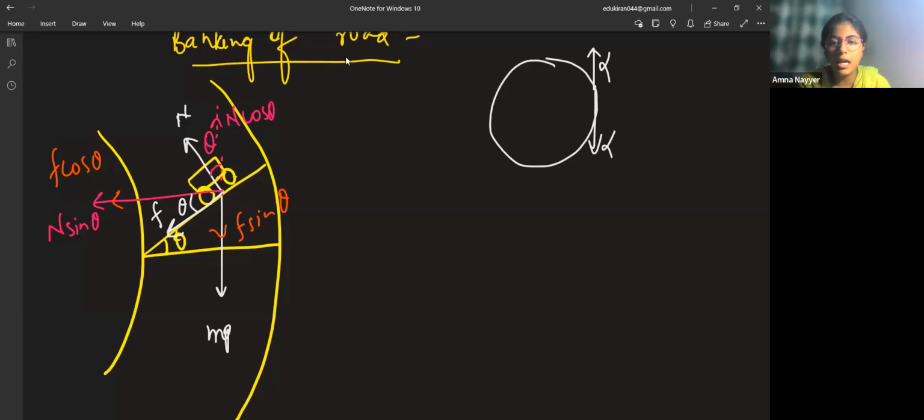Back to Harsha. Harsha, only n sine theta. Only n sine theta. Why not f cos theta? Why can't frictional force? Friction force is also a force. This is a normal reaction. This is a force. But what about f cos theta, Harsha? What are your opinions about this?